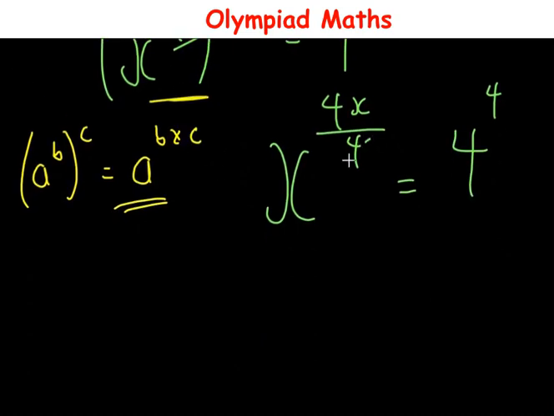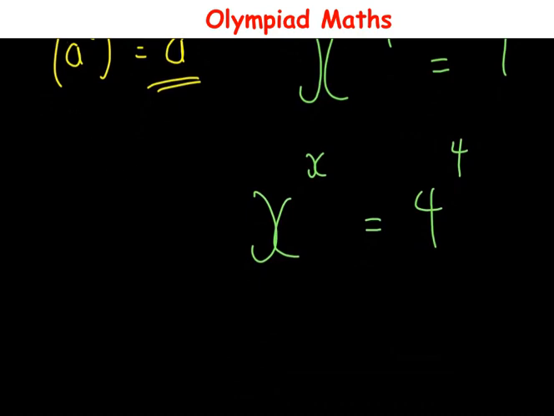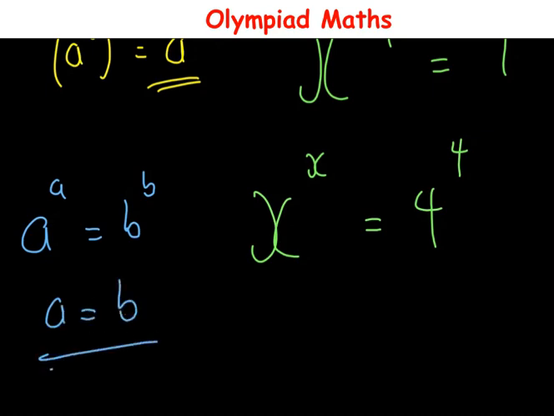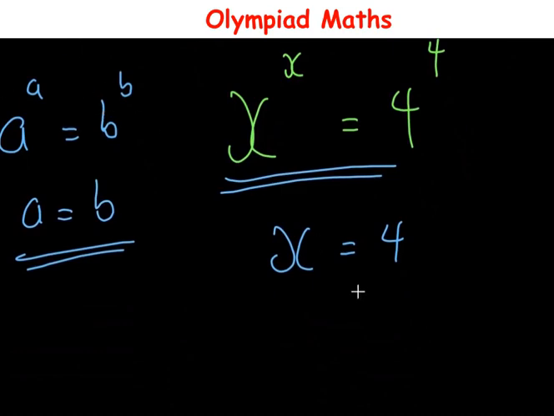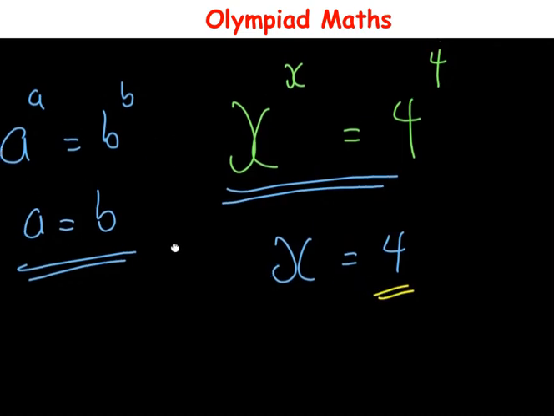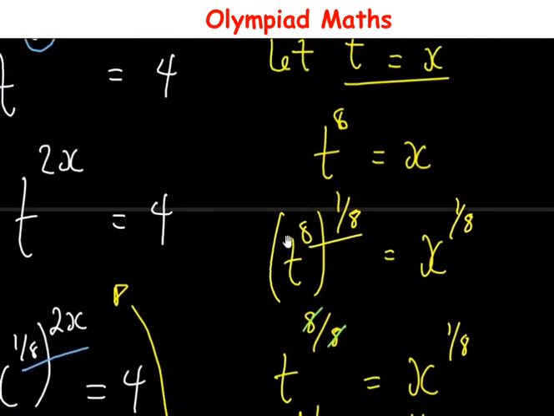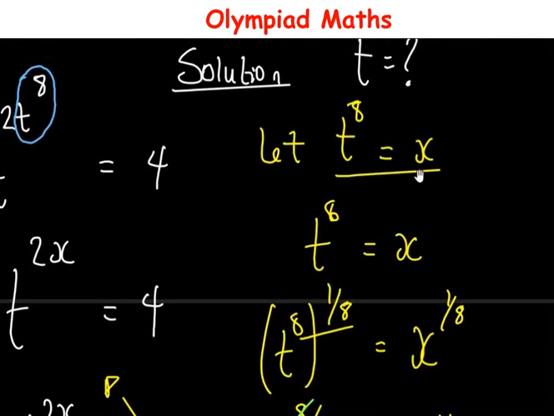So from here, 4 divided by 4, we have x raised to power x is equal to 4 raised to power 4. Now, at this junction, we can simply apply this principle of indices, that if you have a raised to power a equals b raised to power b, simply a is equal to b. Applying this rule right here, simply x is equal to 4. So with this, we have gotten the value of x. But the goal is to solve for the value of t. Now, how do we solve for the value of t? So recall that from here, we said let t raised to power 8 equal x.